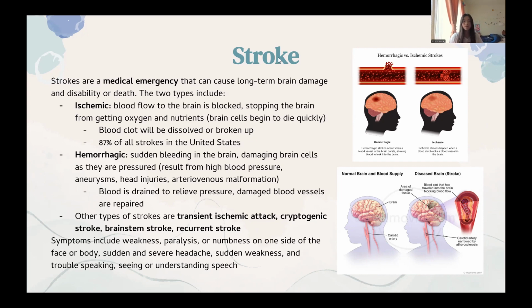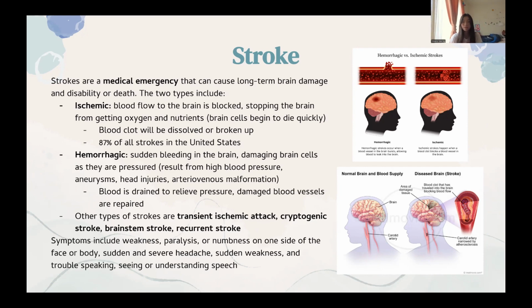And when these strokes do happen, the blood can be drained from the brain to relieve the pressure, and the damaged blood vessels can also be repaired. There are other types of strokes, including transient ischemic attacks, cryptogenic strokes, brainstem strokes, and recurrent strokes.